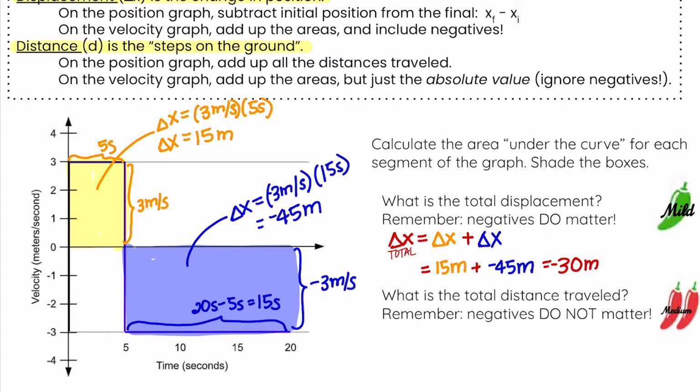Okay. Now, the total distance traveled, on a velocity time graph, is adding up the areas. That's just the absolute value. Since we don't have the position time graph, we can't really calculate it. So we look at the velocity graph. So add up the areas.